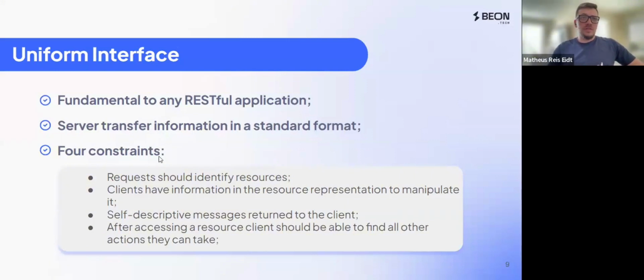We also need to send self-descriptive messages to the client. So when we return a message about a success, or if we have any error during the communication, we need to send a self-descriptive message so the client knows what's happening and how they can fix, for example, an error. Also, after accessing the resource, clients should be able to find all other actions they can take. For example, we need to show the client if it's possible to edit the book, delete the book, or if they can only get information about this book. All this information needs to be clear to the client.